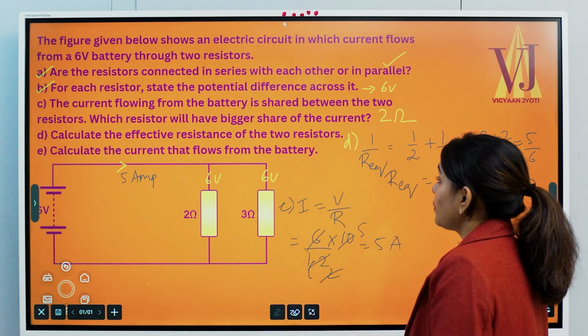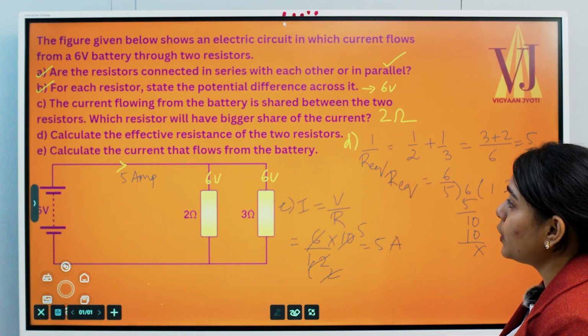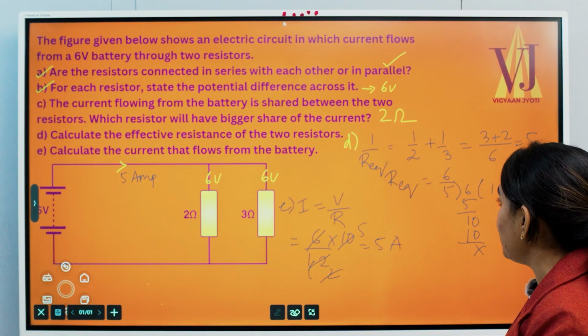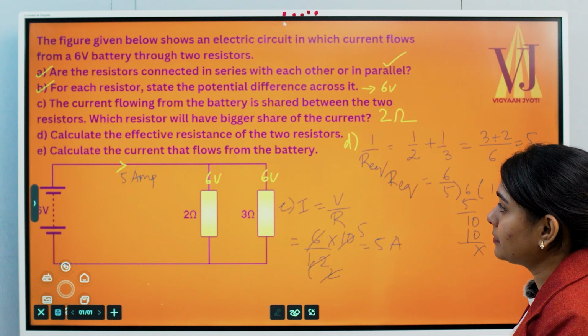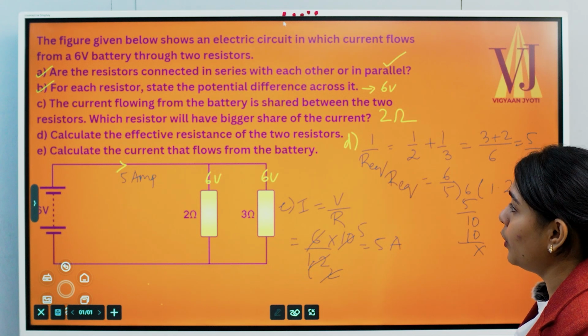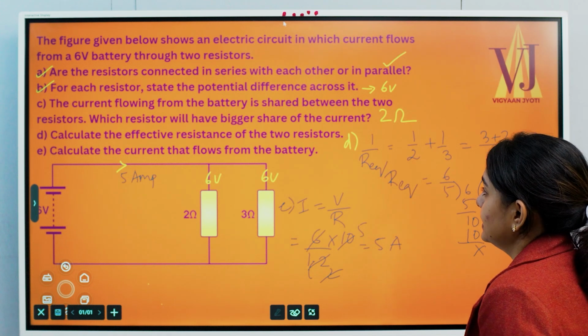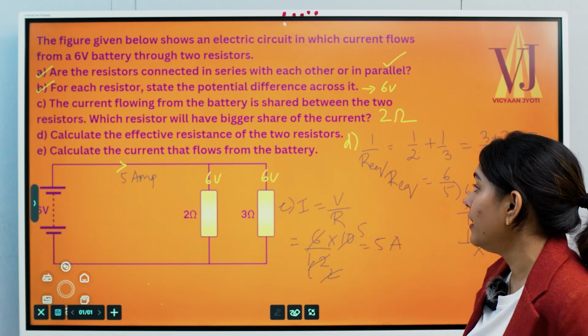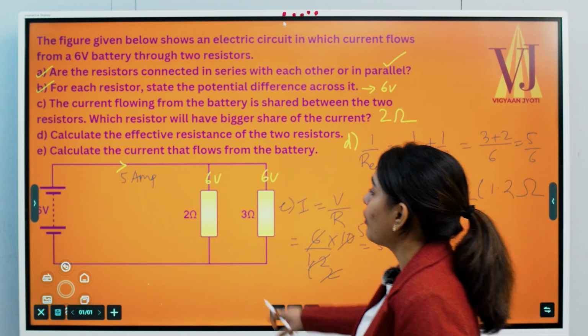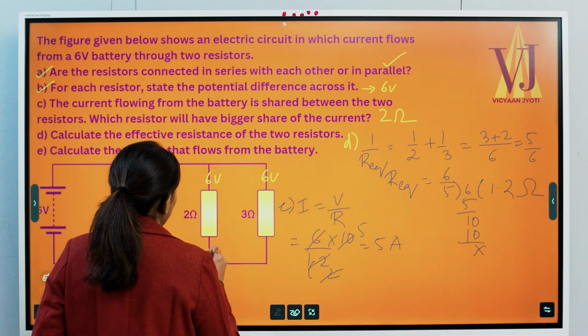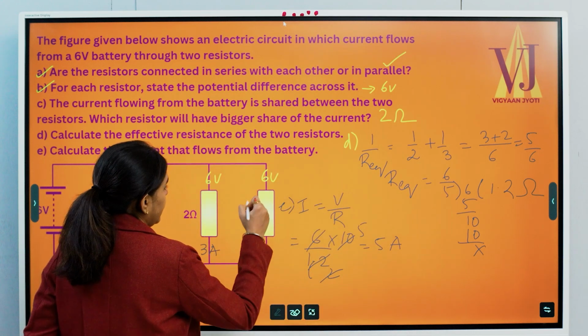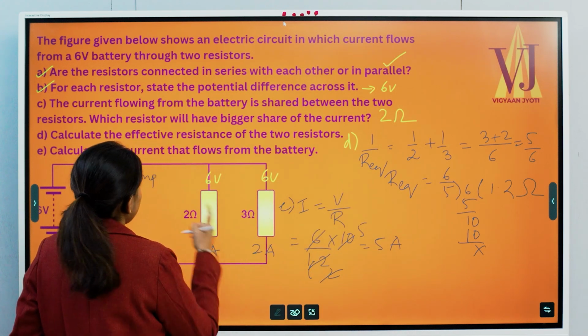Calculate the current that flows from the battery. Okay, so the current that flows from the battery will be how much? 5 ampere. Are you able to understand this part? Is it fine now? Clear? Then, since we know the overall voltage and the resistances, we know here it will be how much? 3 ampere. Here it will be how much? 2 ampere. So overall it makes up 5 ampere.